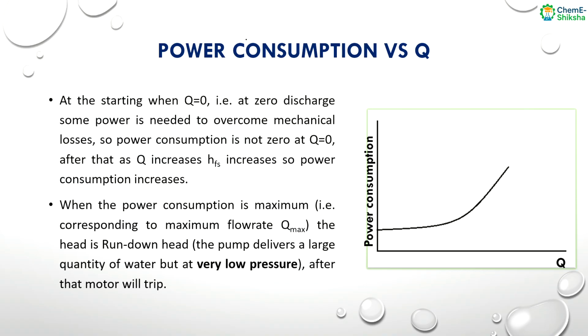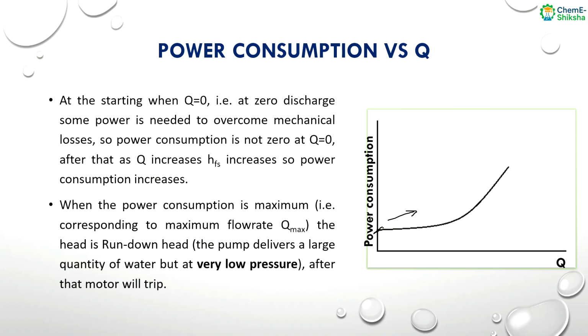Now the power consumption versus Q, the flow rate. You can see this is the curve of power consumption versus the flow rate. As we increase the flow rate, power consumption increases. It is a very simple logic. But at zero discharge, we still have some power consumption. Why? When we are just starting the pump, the valve is also closed, so at that point there is no flow, that is a zero discharge.